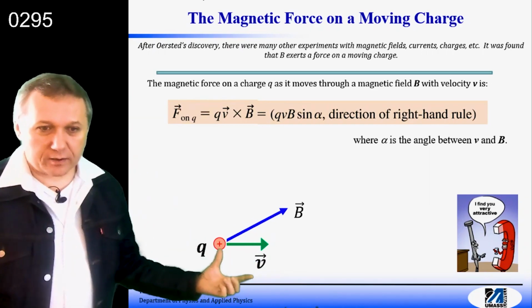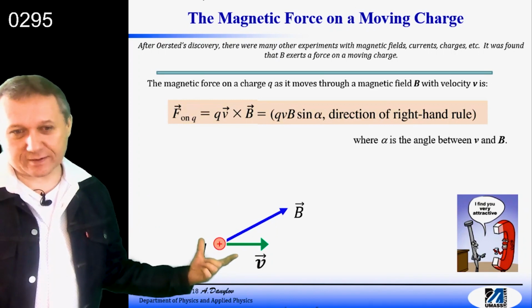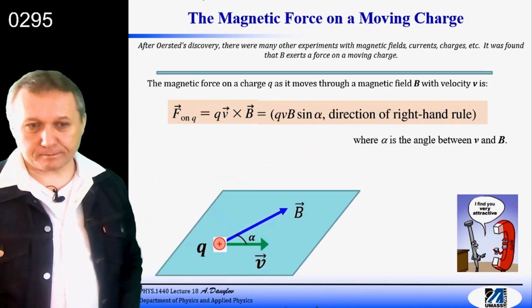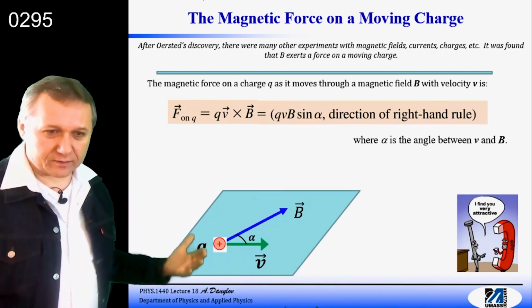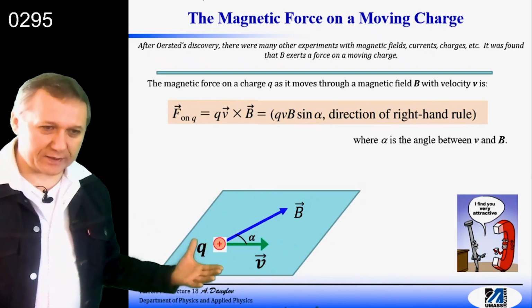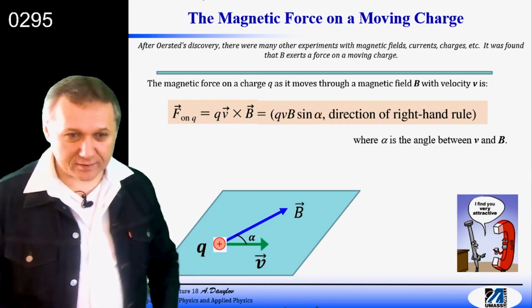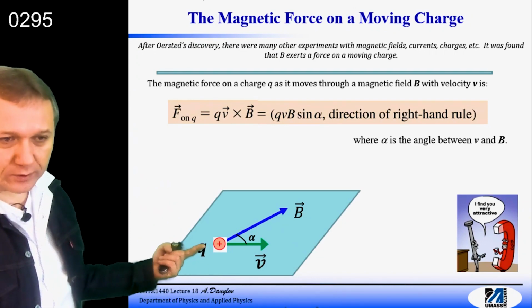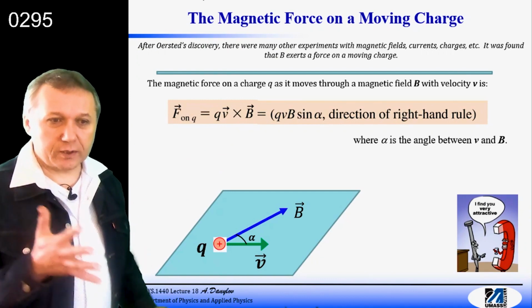Okay, and now back to this example. Let's find the direction of the magnetic force in this case. This angle alpha is here. These two vectors, V and B, form a plane. So what will be the direction of the magnetic force acting on this charge? V cross B. Again, you remember how to apply the right-hand rule.